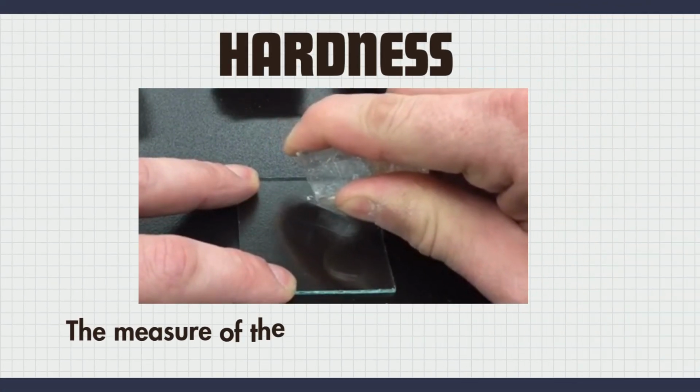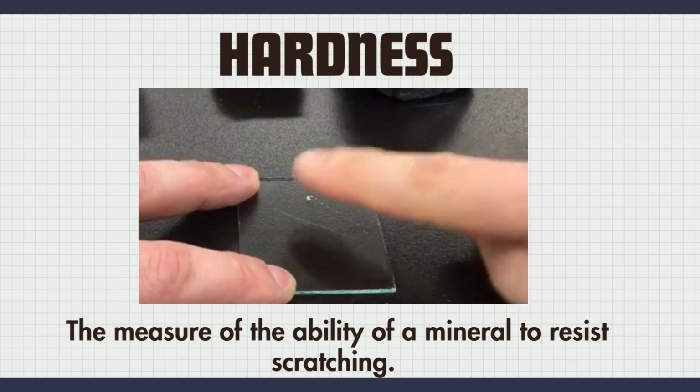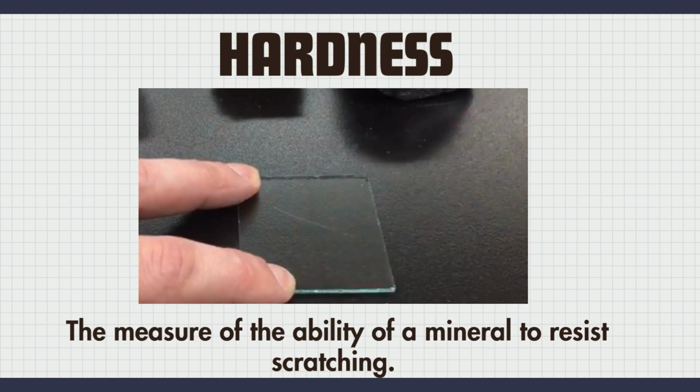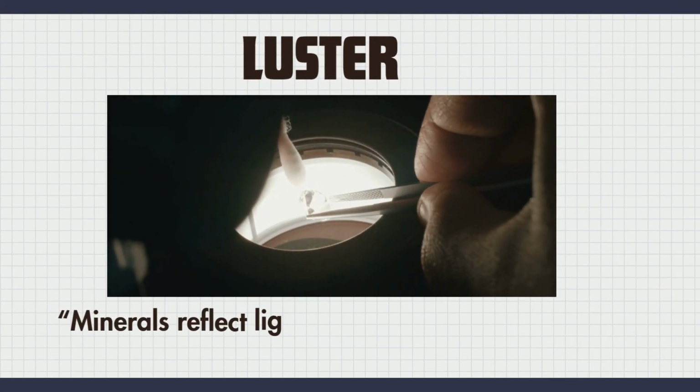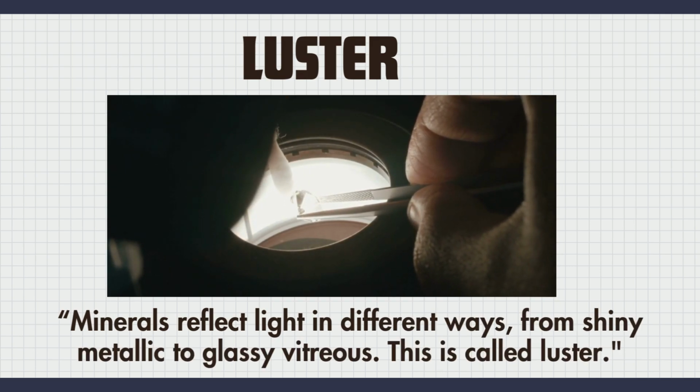Hardness. Hardness measures a mineral's resistance to scratching, ranked on most scales from soft talc to hard diamond. Luster. Luster describes how minerals reflect light, ranging from shiny metallic to glassy vitreous.